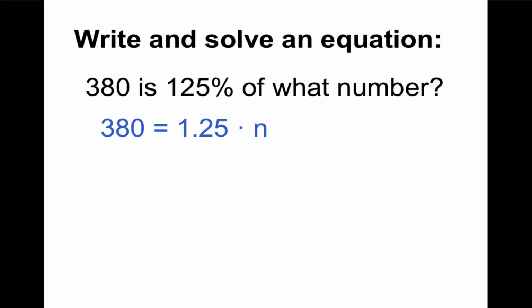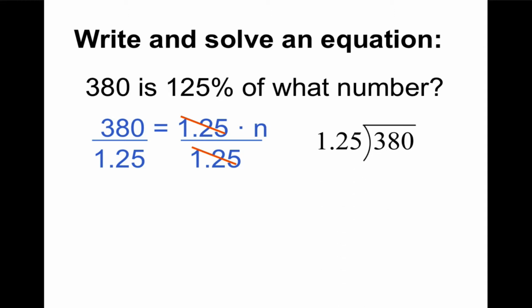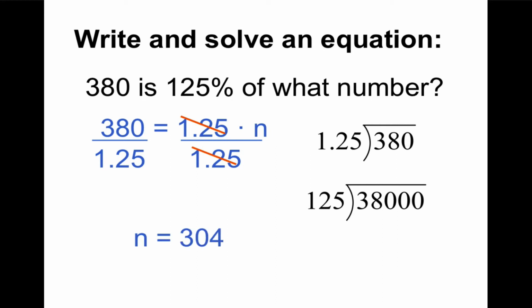So to solve this one, we'll divide both sides by 1.25, right? This is a one-step equation, and we're going to solve by dividing. 1.25 divided by 1.25 equals 1, that's 1n, and it equals whatever the answer to this division problem is. We're going to have to move the decimal twice to the right, and divide, and we get 304.